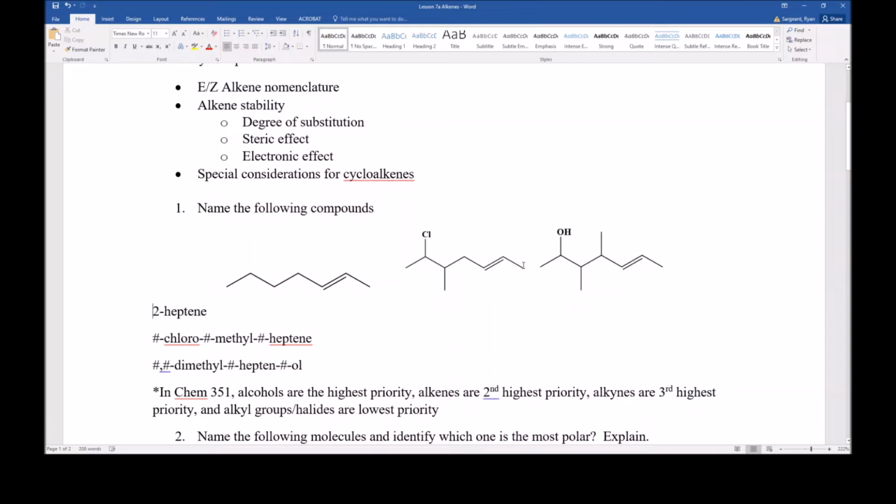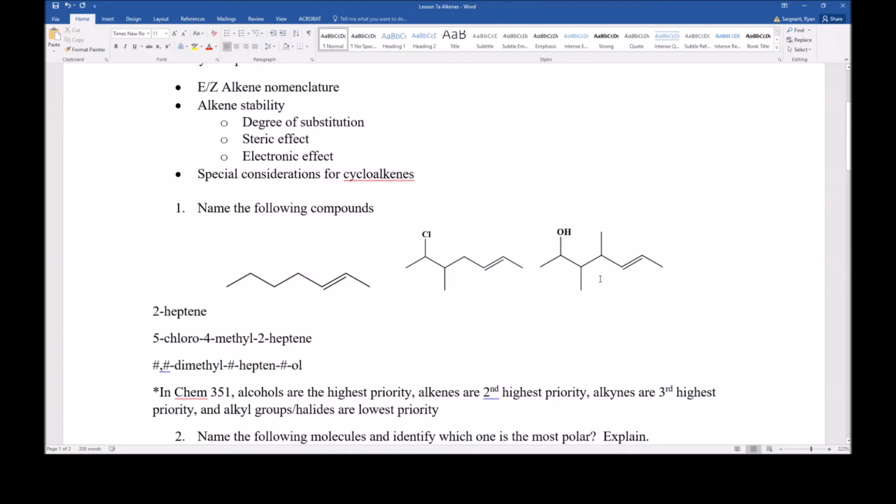And so I'm either going to number from the right side or from the left side, and if I number from the right side, then my alkene will show up at the 2 position, and that forces my methyl to be at the 4 position and my chloro group to be at the 5 position. So now I've added in the correct numbers to this name. The name is still incorrect because I haven't specified what this double bond is doing in my name, but we'll come back to that in a second.